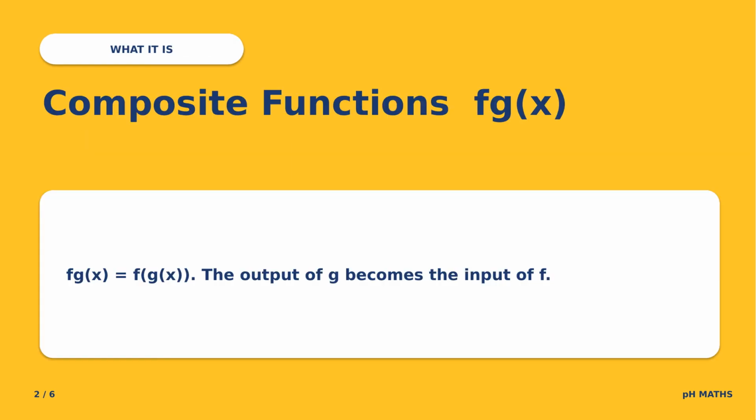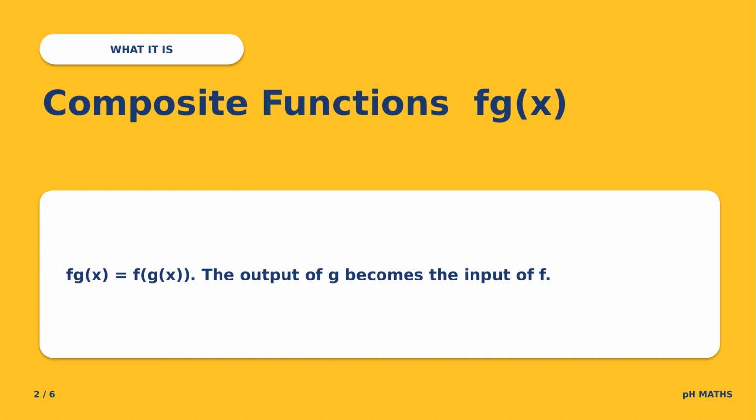Definition. fg of x equals f of the quantity g of x. The output of g becomes the input of f. So you're applying two functions in sequence, g first, then f. The notation looks like multiplication, but it's actually composition.